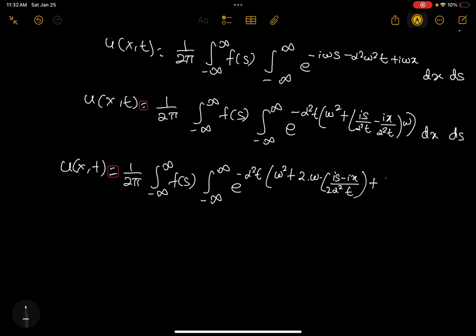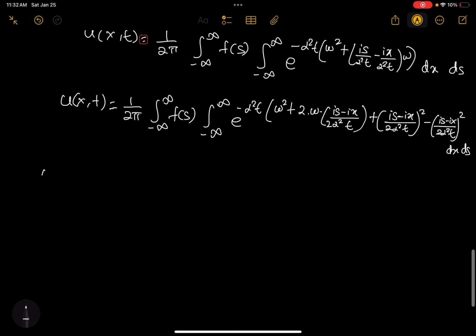Now I need a b square, so it is minus i x by 2 alpha square t. This is b square, right? I also need to subtract it because I introduced it myself. So minus, minus i x by 2 alpha square t, whole square. This looks long, but now it's going to simplify. I promise you that it's not going to be as terrible as it looks.